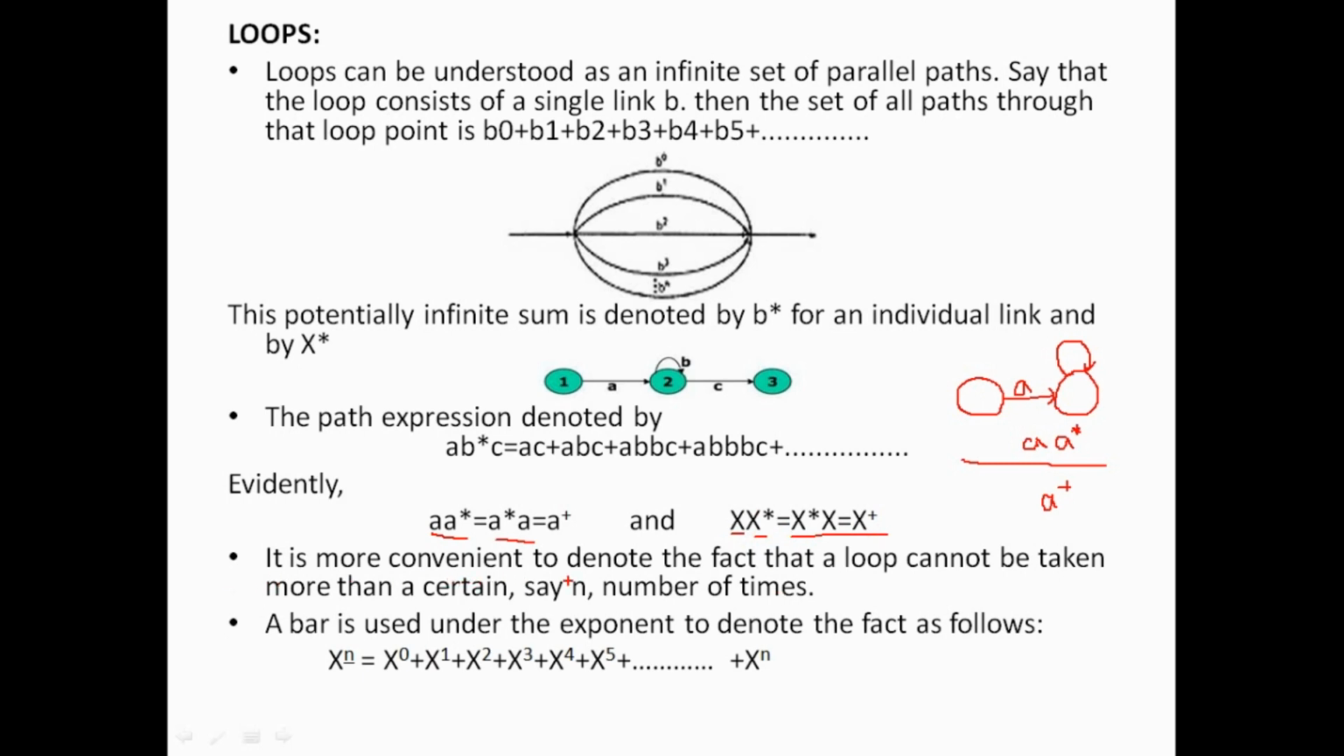It is more convenient to denote the fact that a loop cannot be taken more than a certain number n of times. A bar is used under the exponent. So x to the power of n with a bar below equals x to the power of 0 plus x to the power of 1 plus, and so on, up to x to the power of n.